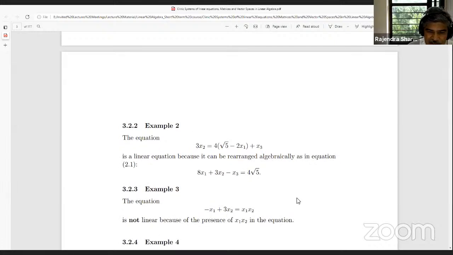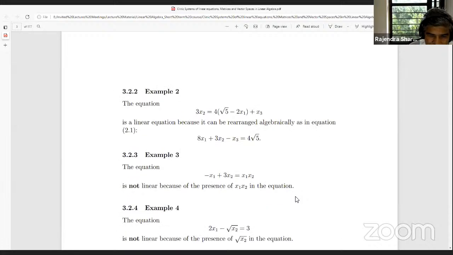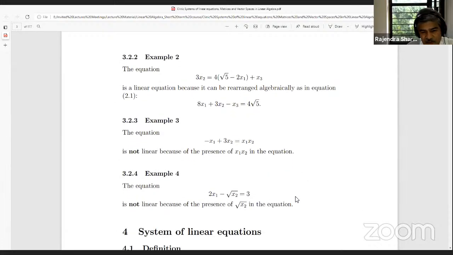Minus x1 plus 3x2, if it is equal to x1x2, this is not linear because of the presence of the term x1x2 in this equation. The equation, say, 2x1 minus square root x2 equal to 3 is again not a linear equation, as here we have root x2, that is, power is half of x2.